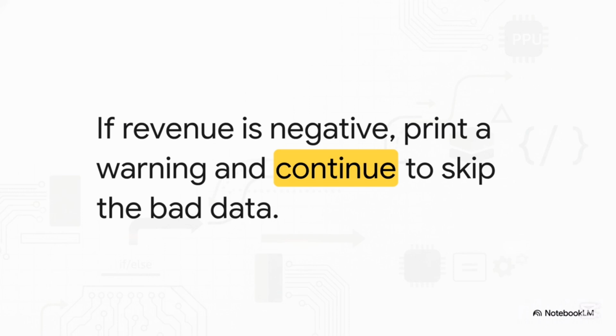Take a look at this financial snippet. We're checking if revenue is less than 0. If that condition is true, we print a warning and then we hit the continue keyword. In Python, continue immediately stops the current cycle. It skips the rest of the loop block and jumps right to the next piece of data.